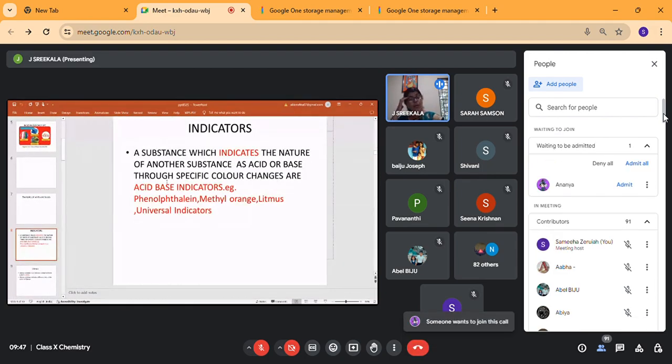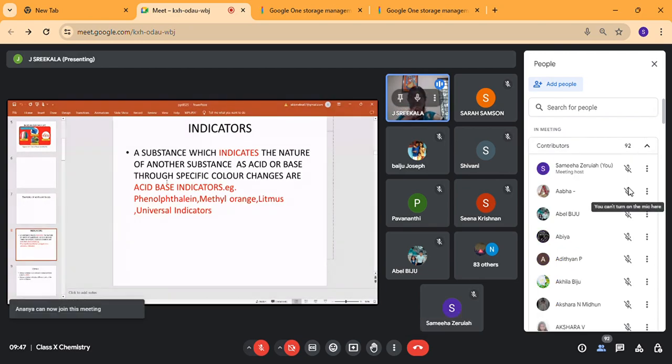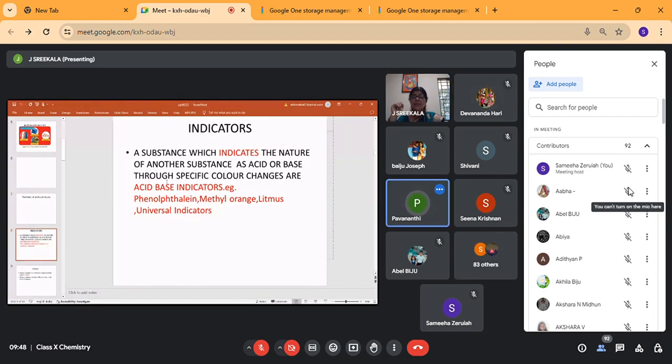See, how do we find out that a substance is acidic or basic in the laboratory? You have studied this in lower classes. Indicators: litmus paper, turmeric, phenolphthalein, methyl orange.